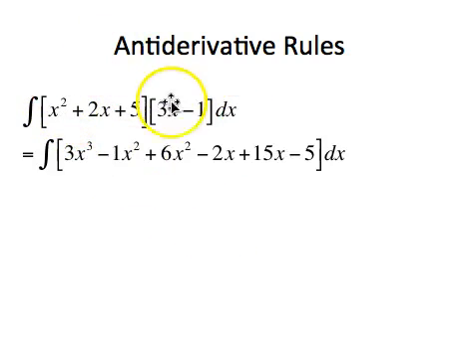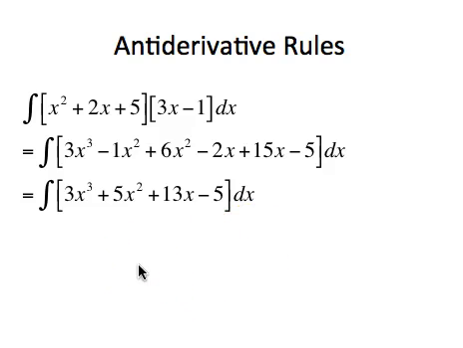Let's distribute: x squared times 3x, 3x cubed, minus x squared times 1, minus 1x squared, plus 2x times 3x, 6x squared, 2x times negative 1, minus 2x, 5 times 3x, plus 15x, 5 times negative 1, minus 5 dx. So distributing, we get this result, and then we look for like terms. 6x squared minus 1x squared is 5x squared. 15x minus 2x is 13x.